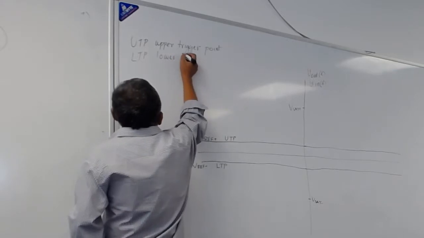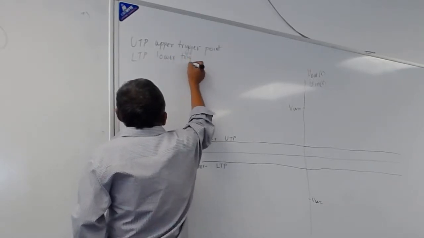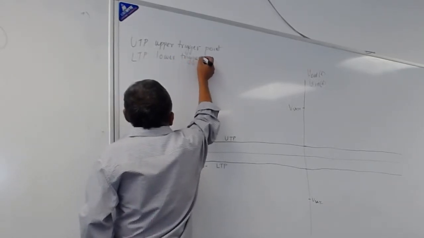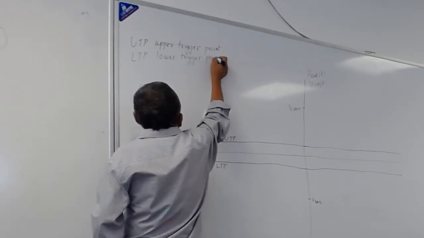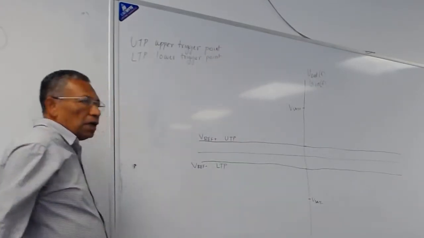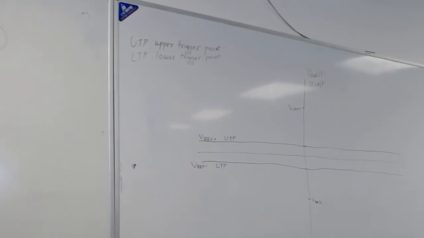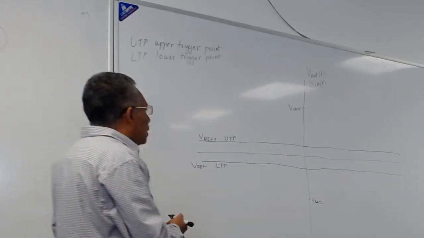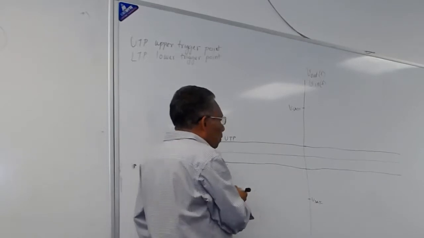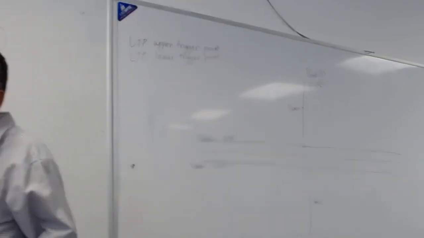lower trigger point. So this is what we're going to build, a comparator with an upper trigger point and a lower trigger point to make it immune to noise. Okay. So now what will happen is that you can draw your signal now. You can draw any way you like.